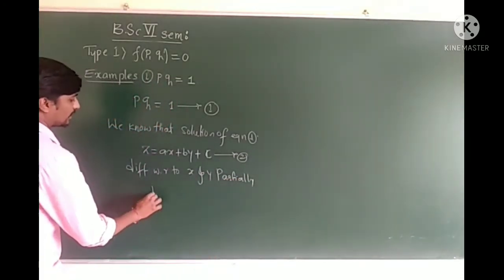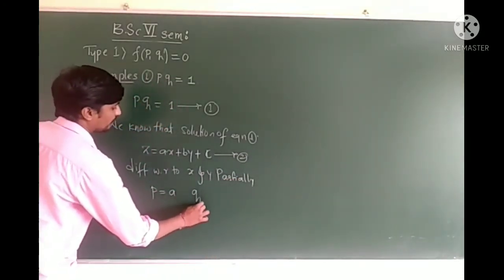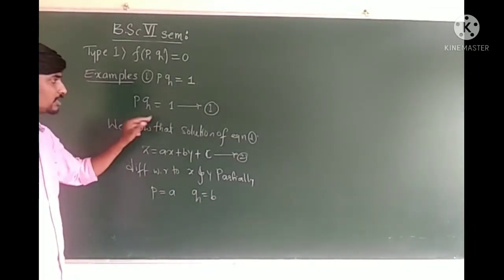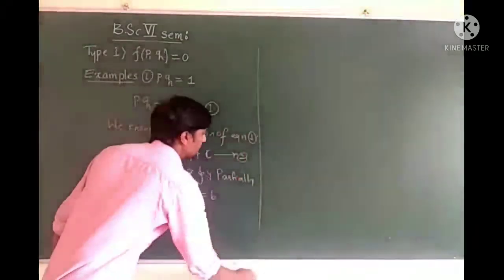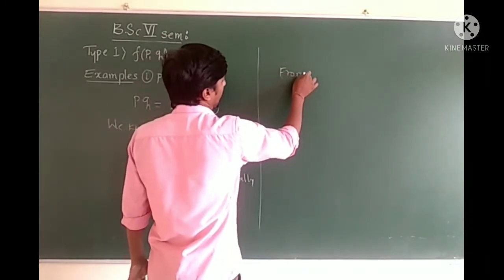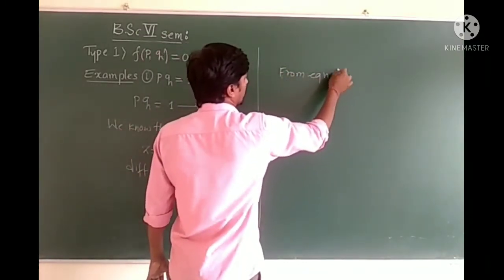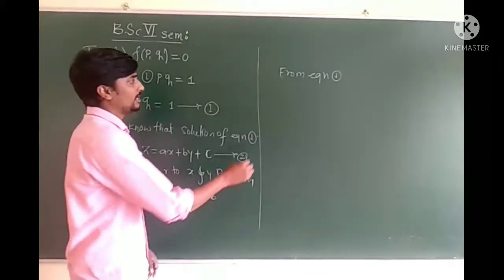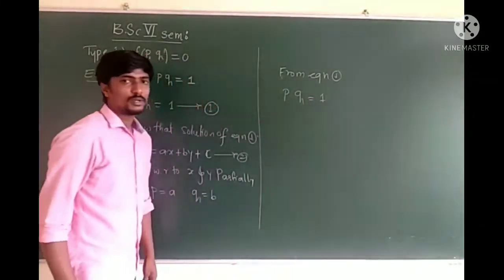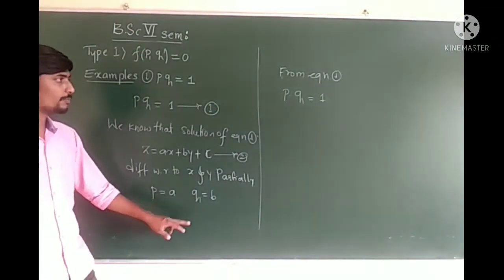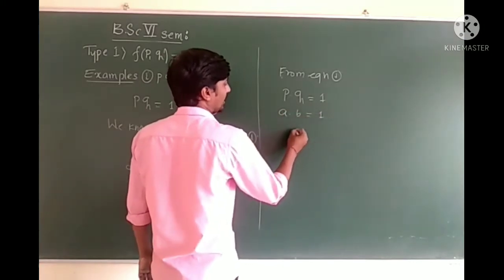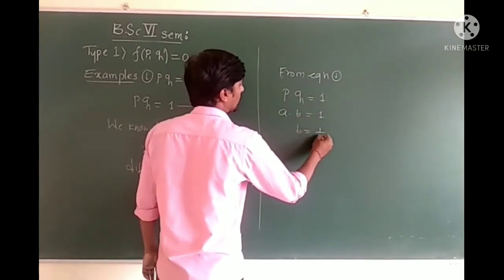When you differentiate, you get p equal to a and q equal to b. Now substitute these two values in this equation. So p into q, from equation 1, is in the format p into q is equal to 1. Now substitute the value of p and q: p is a and q is b. Therefore I can write this as a times b equal to 1, so b is equal to 1 by a.